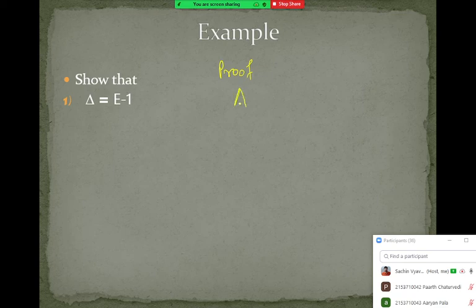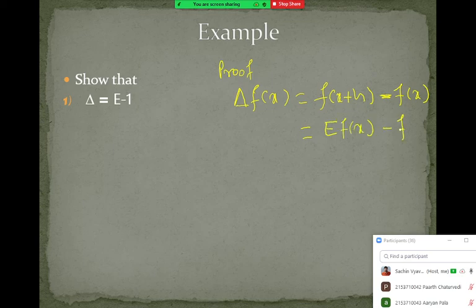By definition, delta of f(x) is f(x plus h) minus f(x). This is just by definition. Can you tell me how this f(x plus h) can be written in terms of the shift operator? What is the value of f(x plus h) in terms of E? Is it E f(x)? Correct, good. This is the important thing that you should get. E f(x) minus f(x), as it is.